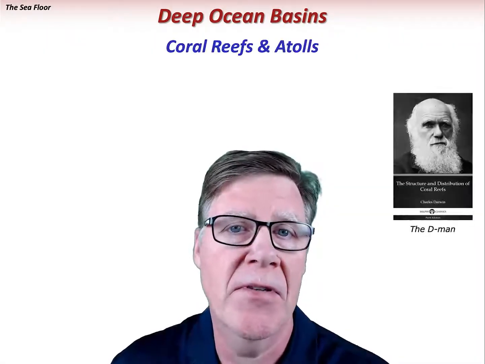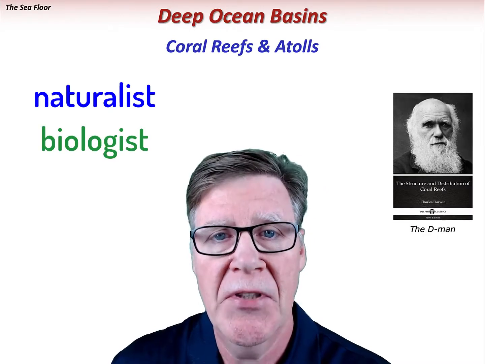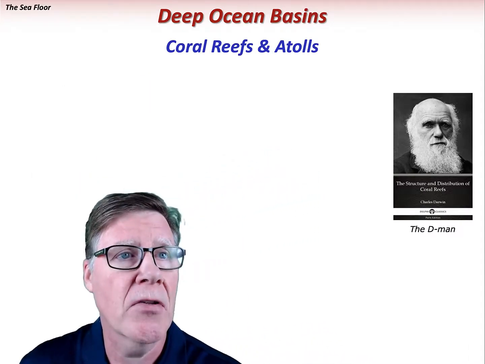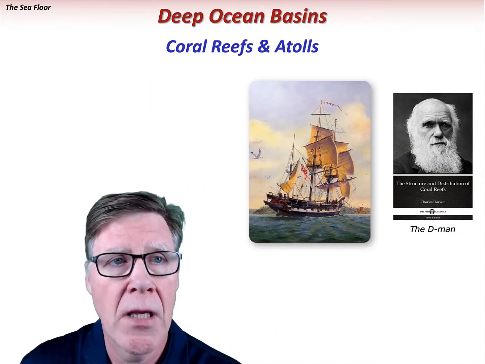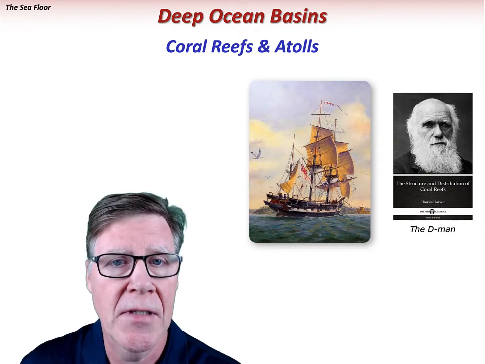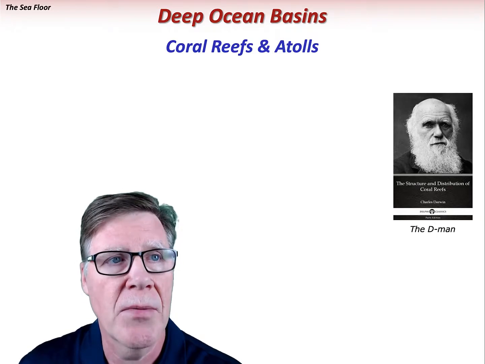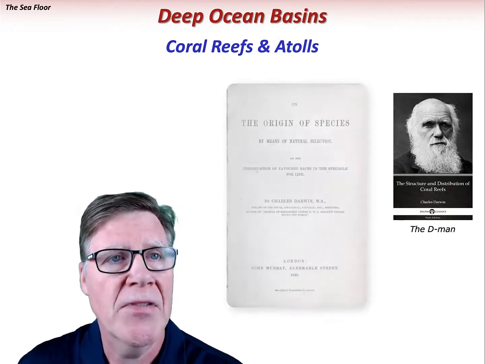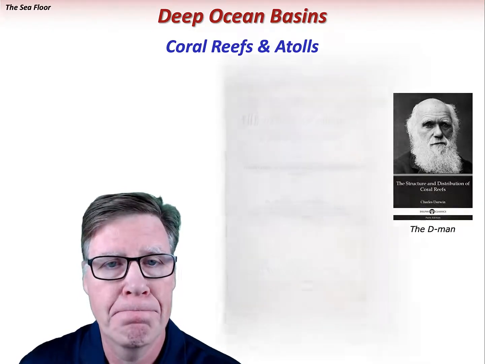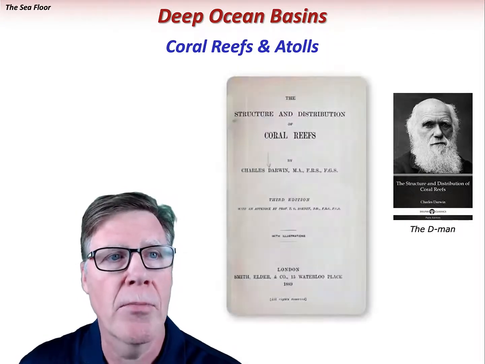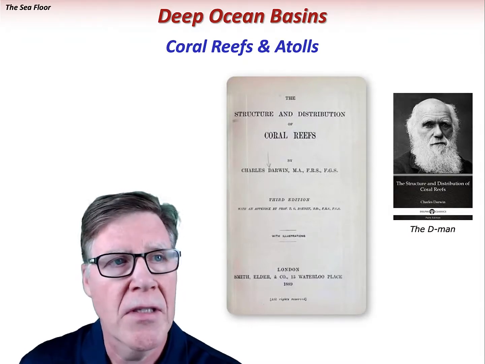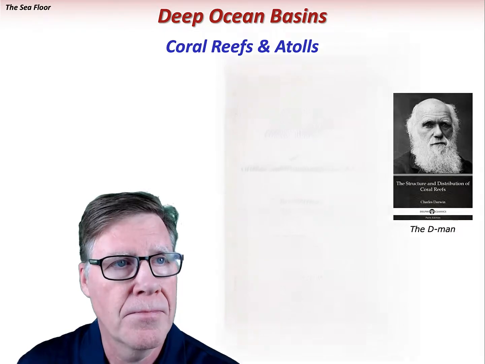Charles Darwin was a famed naturalist and biologist, but did you know he was also a geologist? He was part of the second global voyage of the HMS Beagle, which lasted 5 years from 1831 to 1836. His research during this trip most notably yielded the famous On the Origin of Species, published in 1859. But he also published other important works, including The Structure and Distribution of Coral Reefs in 1842.